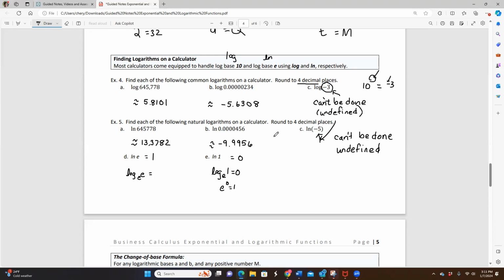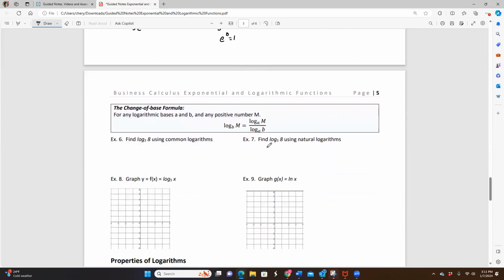All right, let's hit the change of base formula. In this problem, the change of base formula is used if you can't do it in your head, right? If I would have had the log base 5 of 25, I know that's 2 because 5 squared is 25. Here I have the log base 5 of 8. Well, 8 is not a power of 5, so how do we do this?